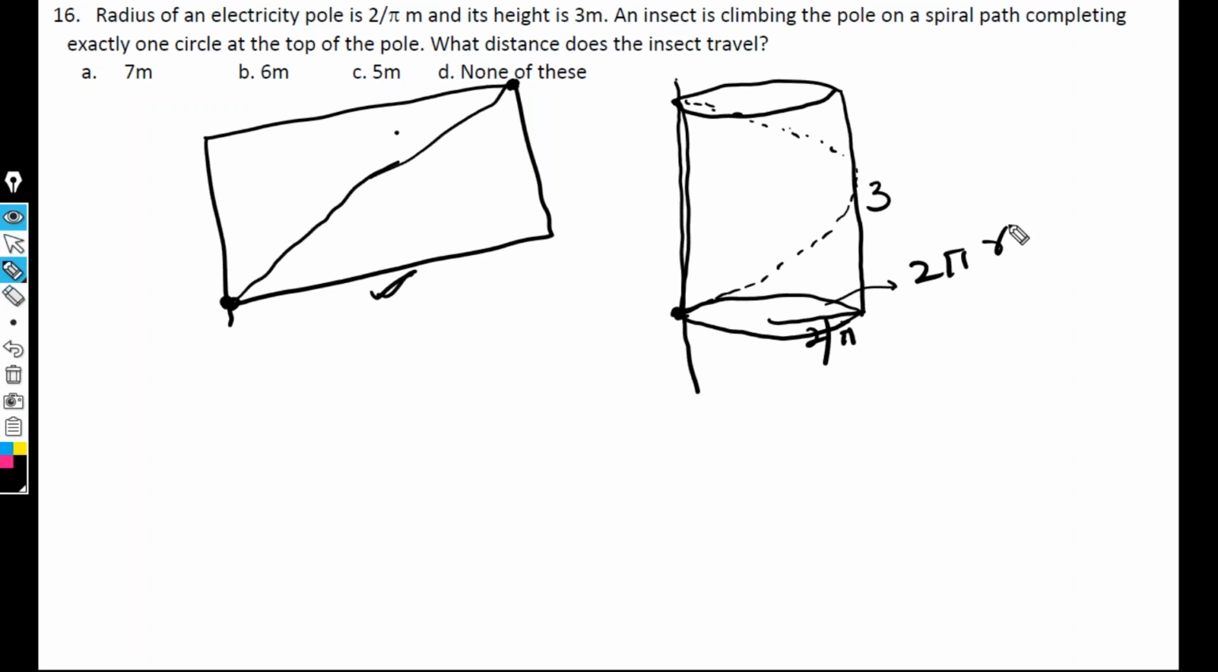and the length of the circumference is 2 pi r. If the radius is 2 upon pi, pi and pi get cancelled out, so 2 into 2, this much length is 4. Height in this case is 3, which remains the same. So by applying the Pythagoras theorem, we can find the third side, which comes out to be 5 meter. Is it clear, everyone?